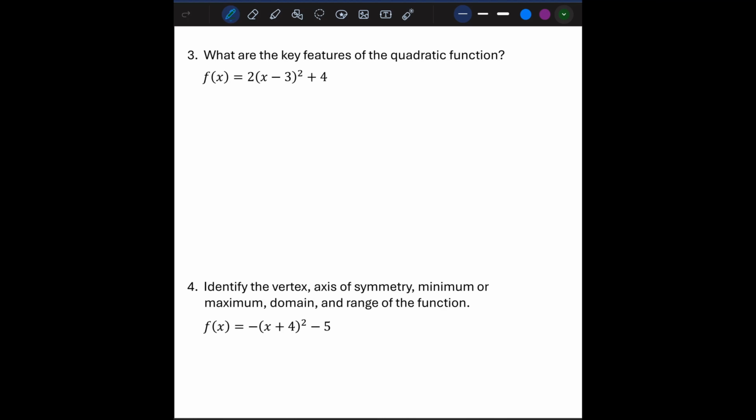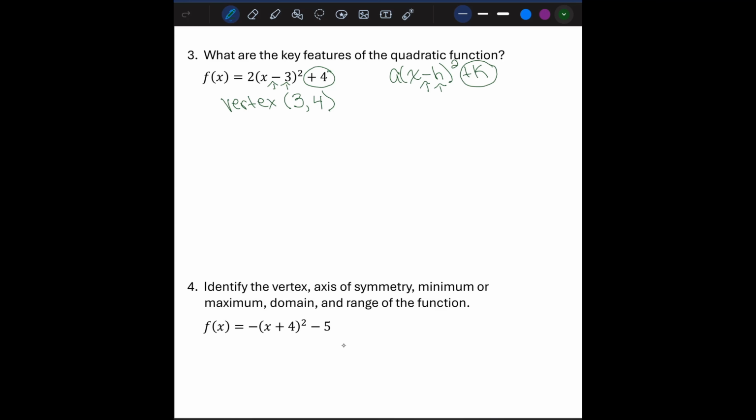What are the key features of the quadratic function? I have my vertex form here. I know immediately I can tell what the vertex is. So remember, the vertex is going to come from the h and the k. So if you think about our little format here, x minus h squared plus k, I know that behind the minus sign is my h value. So behind the minus sign is 3, so 3 comma, and then the k is whatever is here at the back, which is a positive 4, so 3, 4.